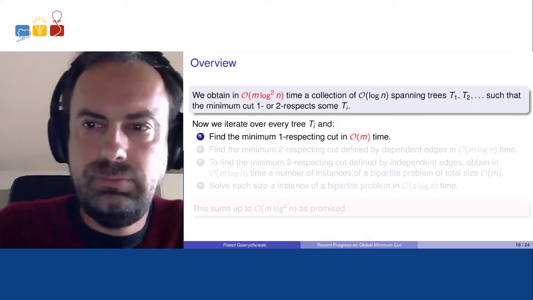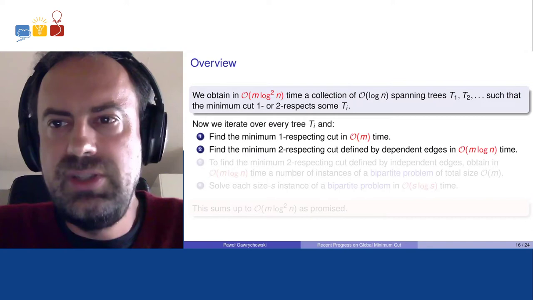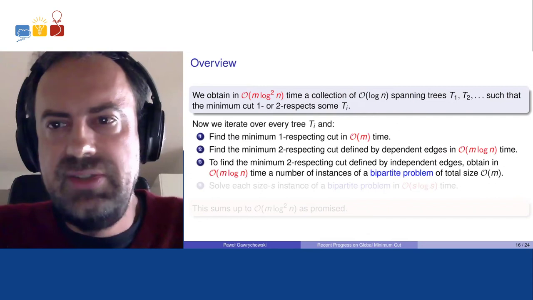Then we have to solve the dependent case, so the case when one edge is in the subtree of the other. I will show you how to do this in m log n time. It's a bit simpler than the other case. And the main technical part is the other case, the case of independent edges.